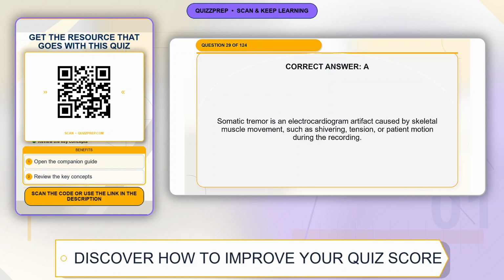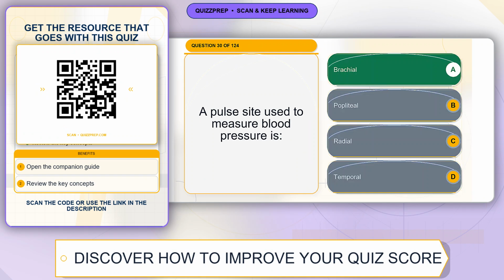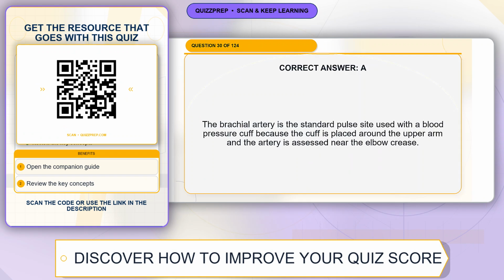the recording. Question 30. A pulse site used to measure blood pressure is Option A, brachial. Option B, popliteal. Option C, radial. Option D, temporal. The correct answer is option A, brachial. Explanation. The brachial artery is the standard pulse site used with a blood pressure cuff because the cuff is placed around the upper arm and the artery is assessed near the elbow crease.